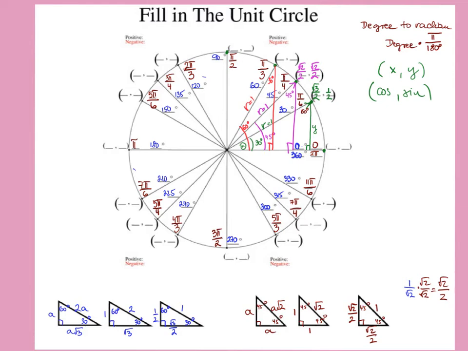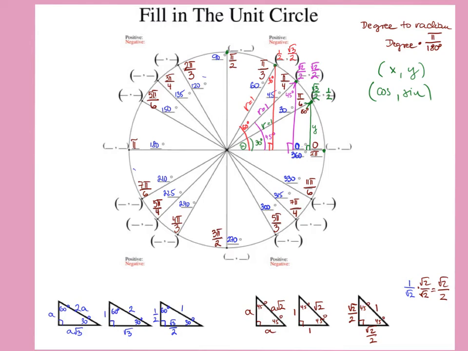So the x-coordinate is going to be the cosine, right? The cosine value of 60 degrees. So the cosine of 60 is 1/2 over the hypotenuse, 1. So let's go ahead and write that, 1/2. And then we move back to find the sine value of 60, which is opposite over hypotenuse. So it's √3/2 divided by 1, or just √3/2.